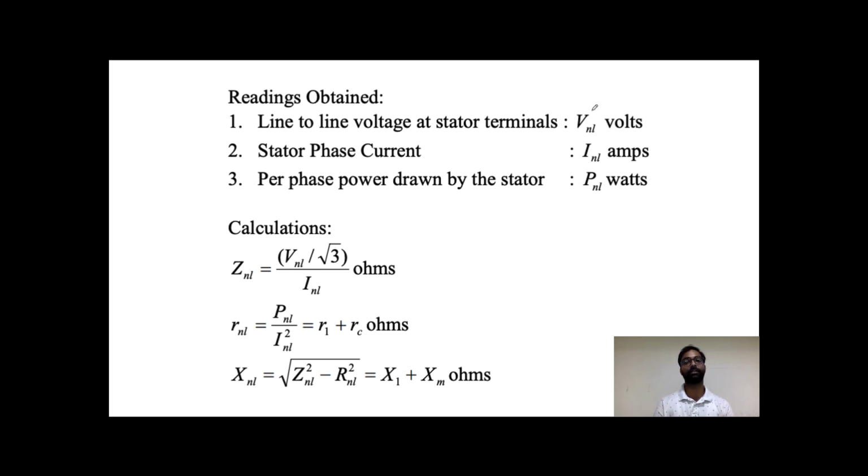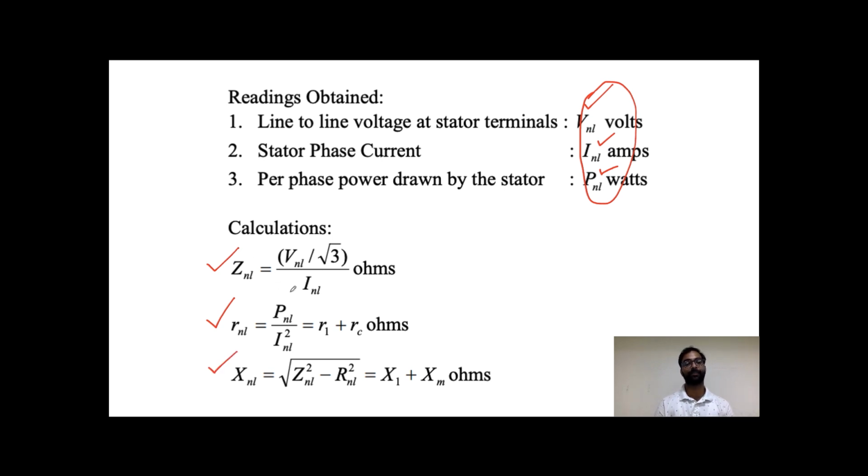We will discuss how we will perform the no load test, and with the help of the no load test, we are going to find these three readings: voltage at no load, current at no load condition, and the power at no load condition. And with the help of these three values, you are going to find the impedance, resistance, and the reactance at no load condition. How are you going to find them?